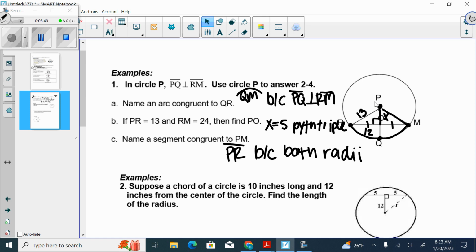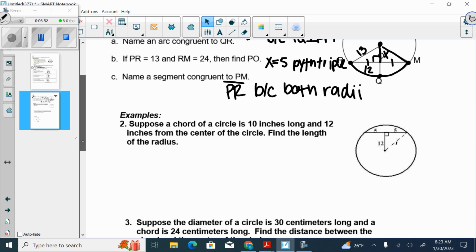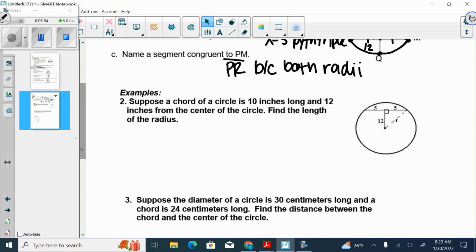All right. So let's look here at example 2. Example 2 says suppose a chord of a circle is 10 inches long. So this would be the chord that's 10 inches long. But because it's perpendicular, we already know that's going to split it into two congruent segments of 5 and 5. And then it says it's 12 inches from the center of the circle. So from the center of the circle to that chord is 12. They want us to find the length of the radius.